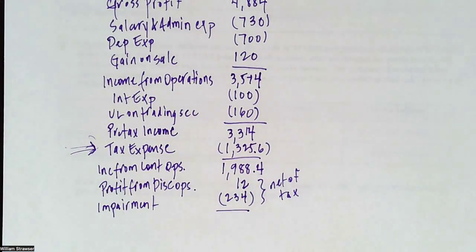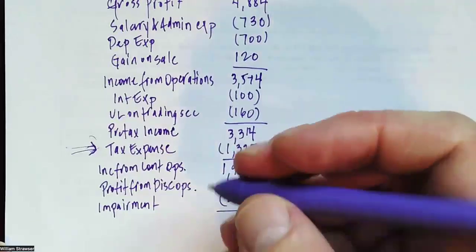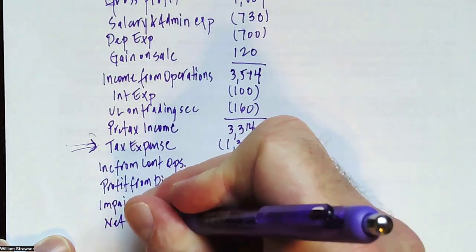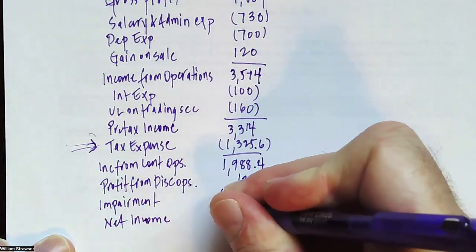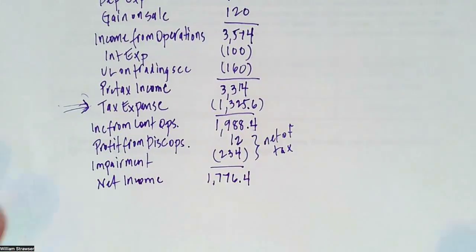So we combine these. This is going to give me my net income. And that's another thing I often see students misconceive, that they think that net income excludes discontinued operations, but net income very much includes discontinued operations and is very appropriate for the fourth coming up. Net income is 1,776 and 400. Right?